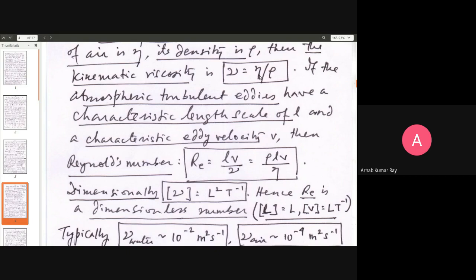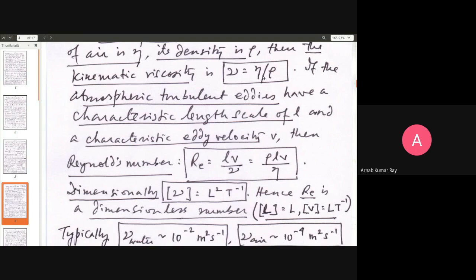You can find the dimension of force. Force is mass into acceleration. So m L t raised to minus 2, divided by area, which is L squared, is equal to eta dV/dz. So eta dV/dz will be L per time by L. So basically, you will have the dimension of eta. I leave that as an exercise to you.